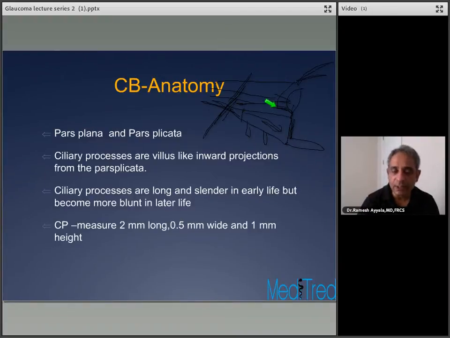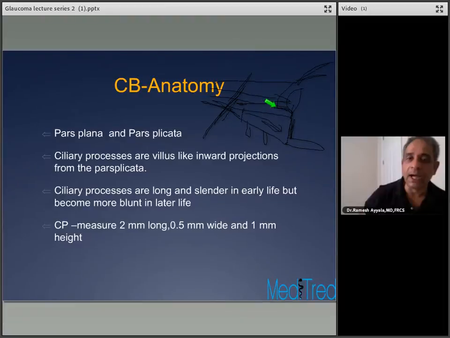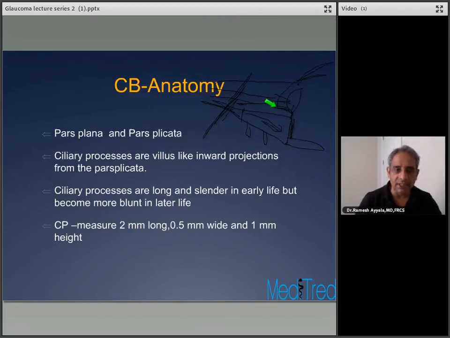It's important for you to mentally conceive this picture of the angle yourself by drawing it, observing the pictures, redrawing it, and then go back when you're doing your surgery to reprocess this thought process so you know the angle anatomy clearly in your mind. Ciliary processes are nothing but villi, like inward projections from the pars plicata, like I mentioned. Ciliary processes are long and slender in early life, but become more blunt in later life. And they measure approximately 2 millimeters long, 0.5 millimeters wide, and 1 millimeter in height.